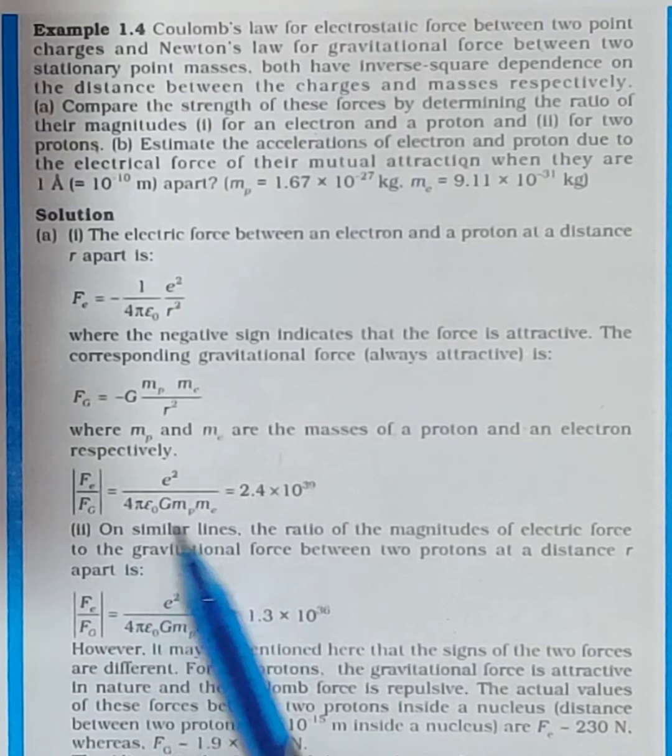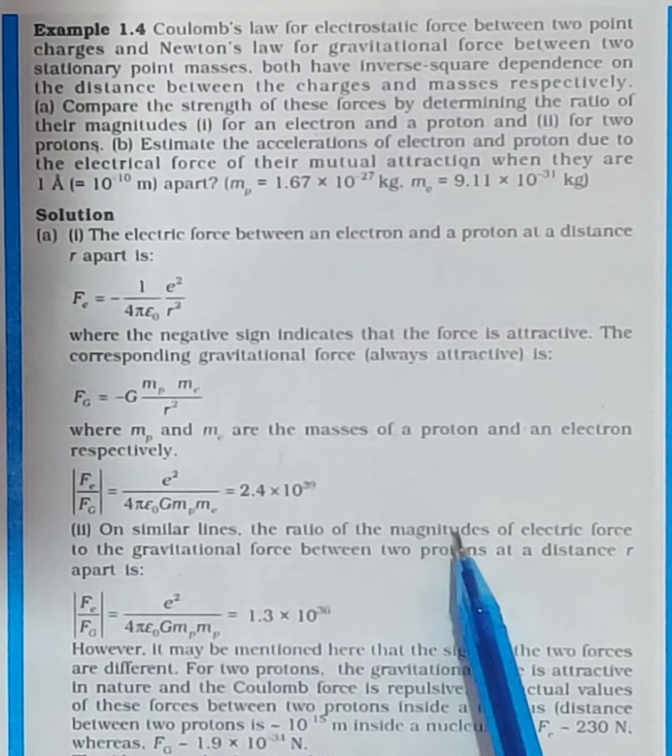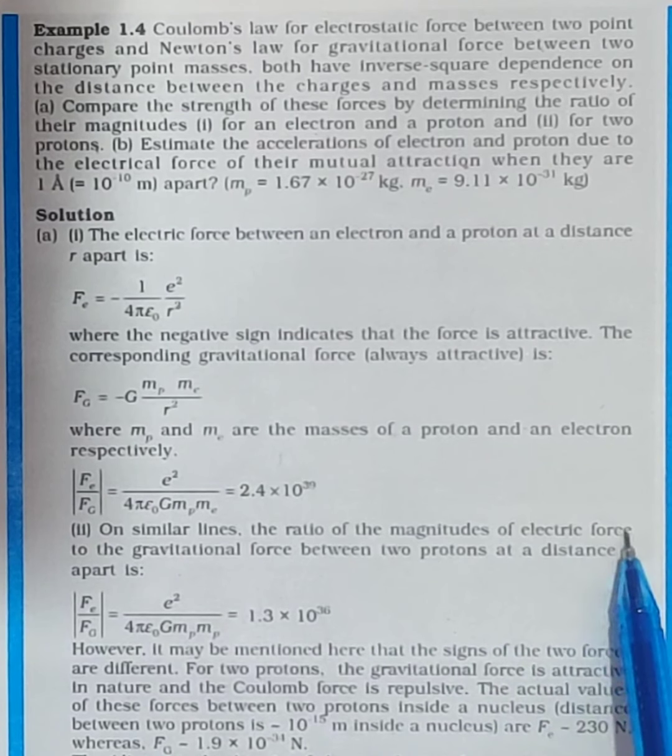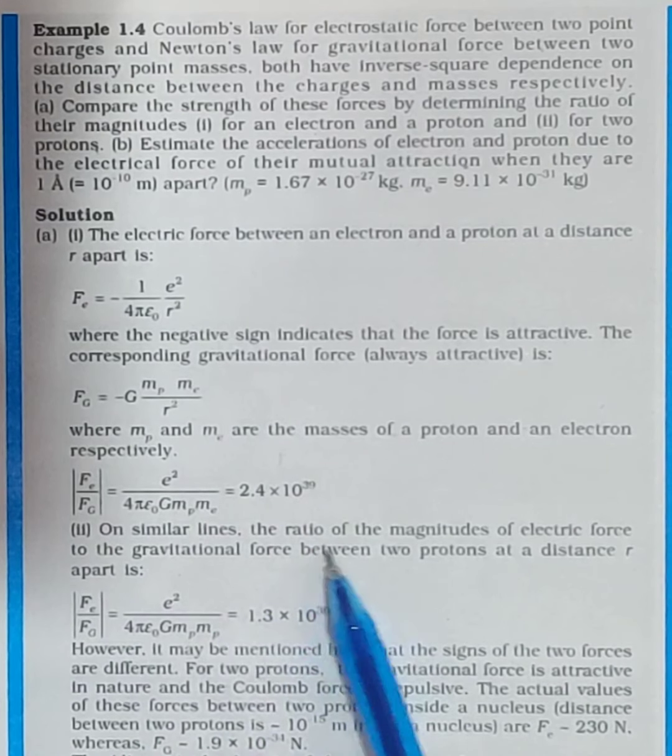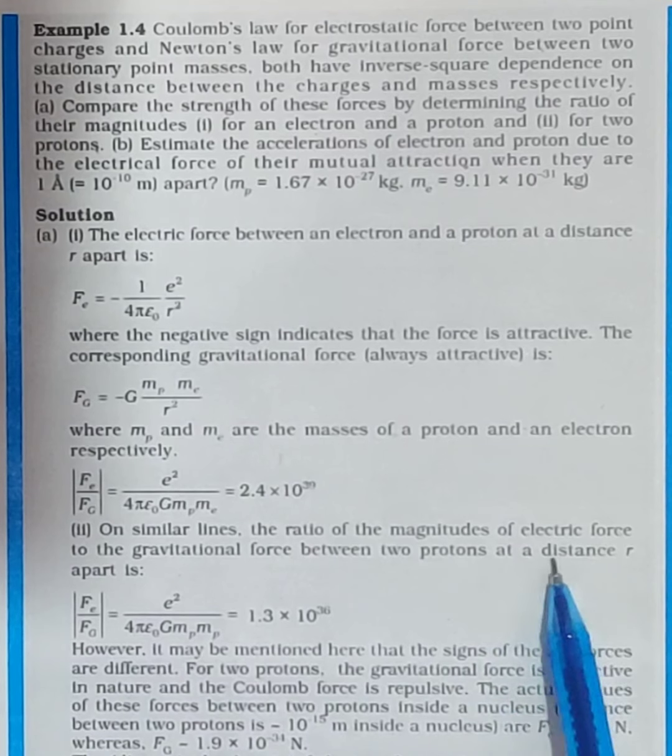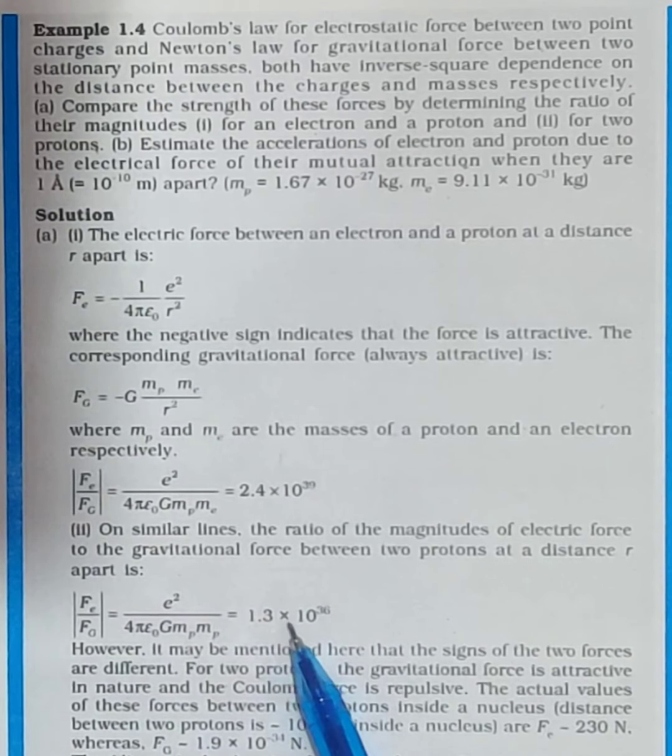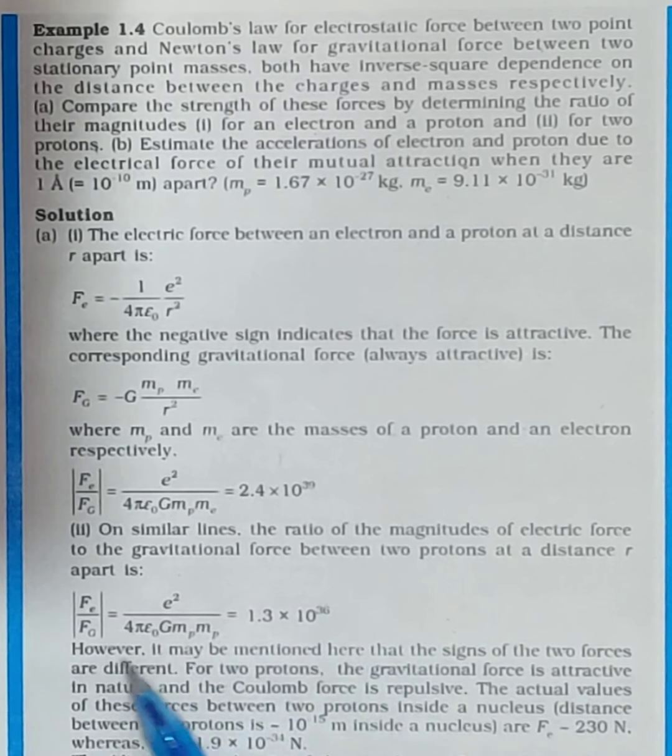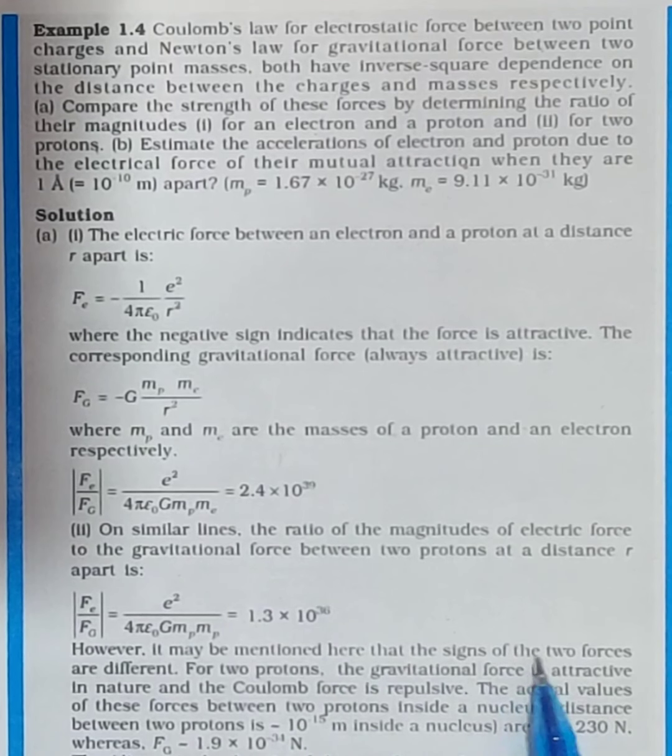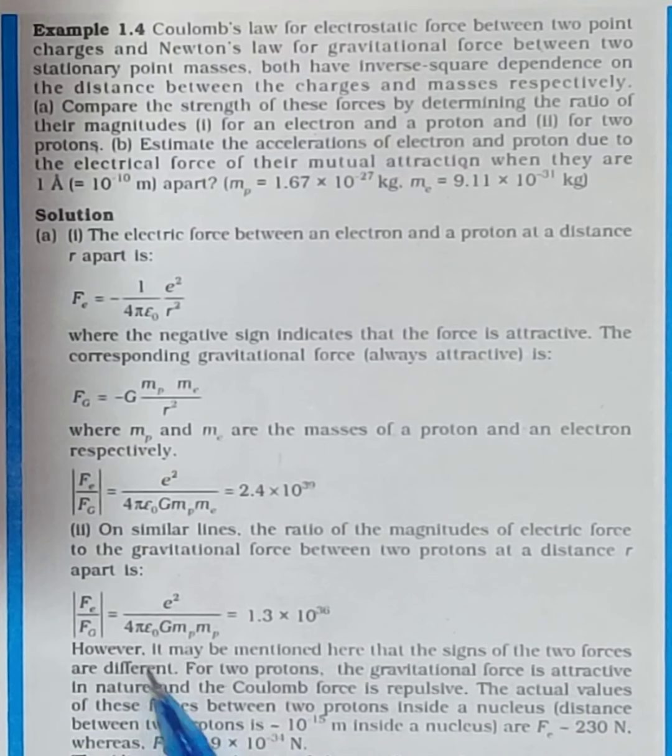Second, on similar lines, the ratio of the magnitudes of electric force to the gravitational force between two protons at a distance r apart is 1.3 into 10 raised to the power 36. However, it may be mentioned here that the signs of the two forces are different. For two protons, the gravitational force is attractive in nature and the Coulomb force is repulsive.